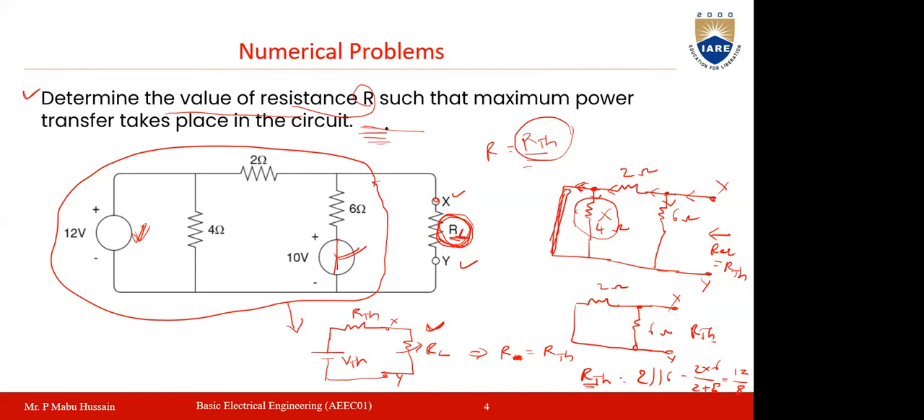Suppose they were asked to find the value of maximum power, then you have to find the V Thevenin, and then find the P max using the formula V Thevenin square by 4 RTH. If they are asking only for the resistance at which maximum power transfer takes place, you just need to find only RTH. That RTH will be the value of resistance where the maximum power transfer will take place.